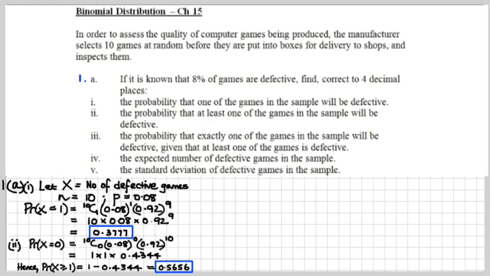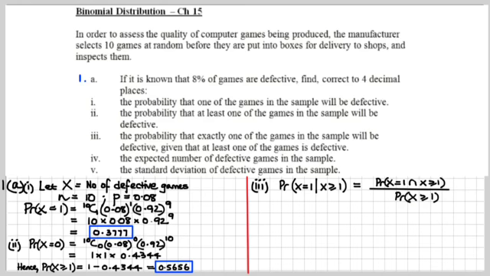How did you go? Did you get that? Well, jolly good upon you if you did, okay? And if you didn't, well, just have a think about it. Okay, question 3. The probability that exactly one of the games in the sample will be defective given that at least one of the games is defective. Well, that's a conditional probability situation. You know how to do that, don't you?